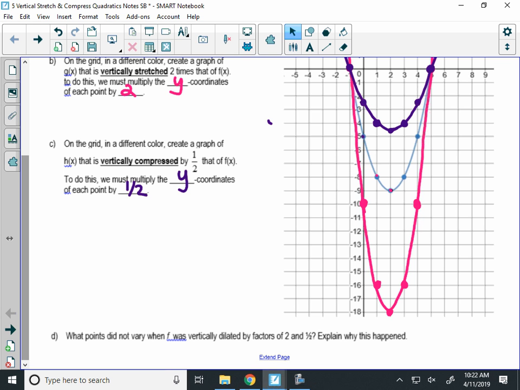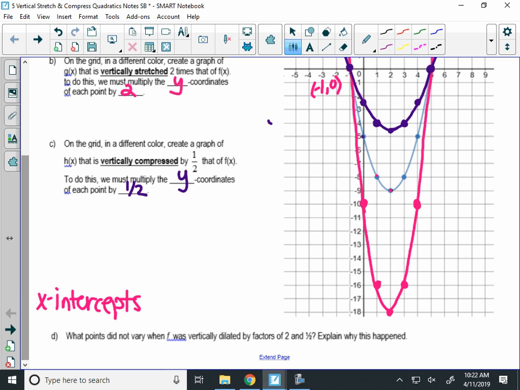What points did not change when I was multiplying by 2 and 1/2? Well, the points that didn't change were the x-intercepts. So when I vertically stretch or compress a graph, the x-intercepts are going to stay the same. And the reason is, we said, because their y value is 0. And when you multiply 0 by anything, it stays 0.